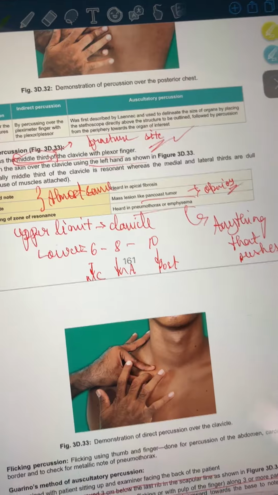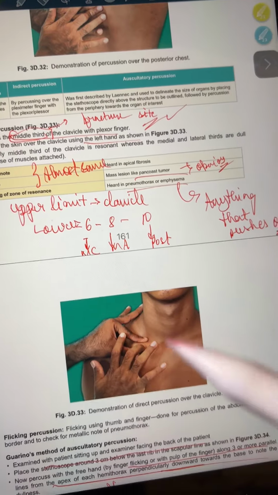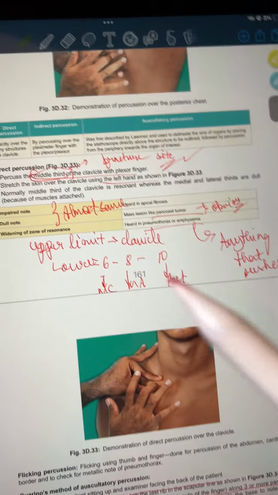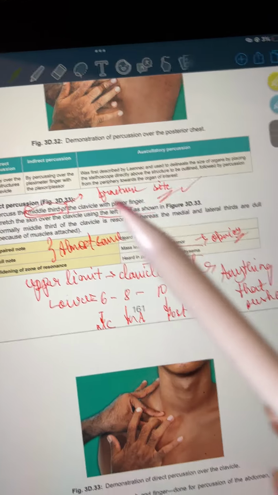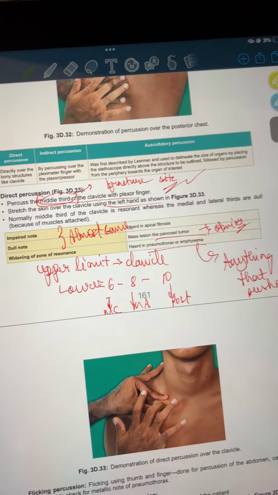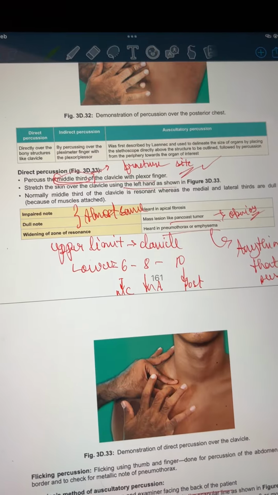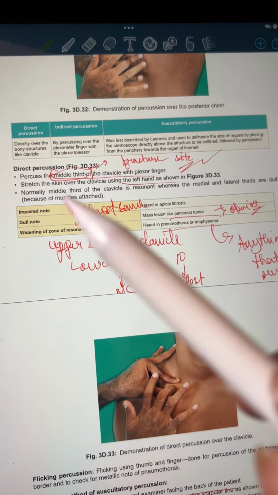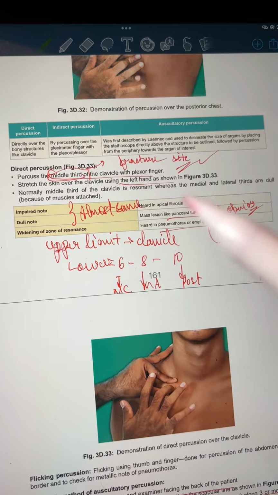The examiner scolded me for doing direct percussion without stretching the skin. So with the left hand you have to stretch the skin, and hit the middle third of the clavicle. It's also the most common clavicle fracture site, so you can remember it like that. The more the bone is away from the muscle, the more resonant it is. The nearer it is, the duller it is, okay. That's why the middle third is resonant.